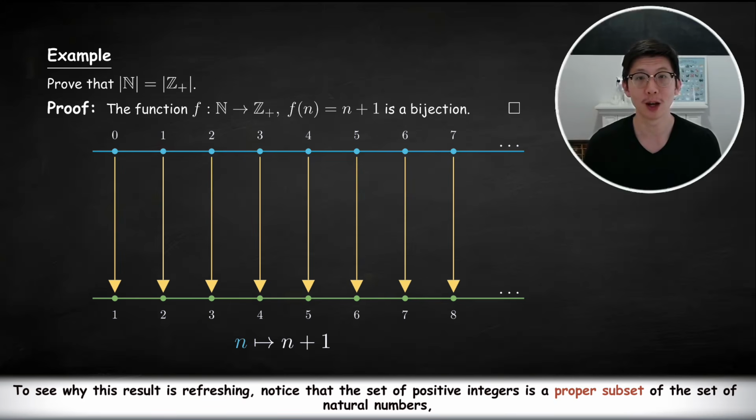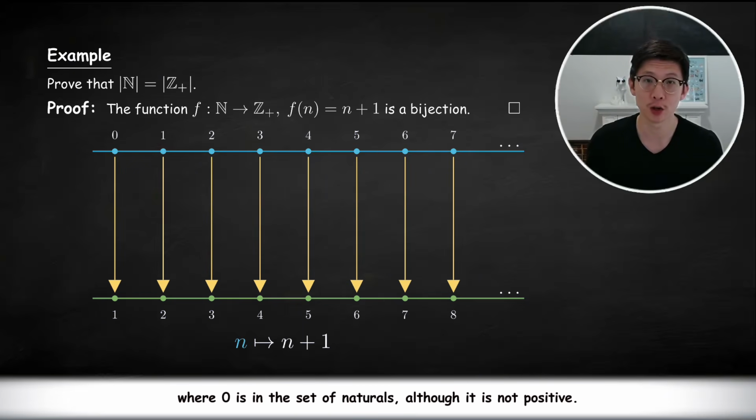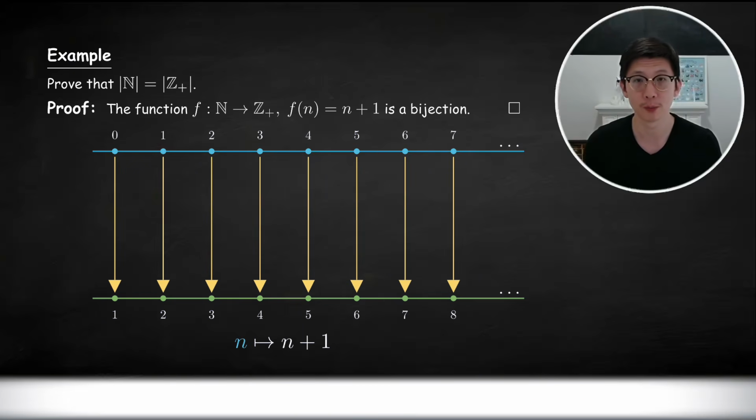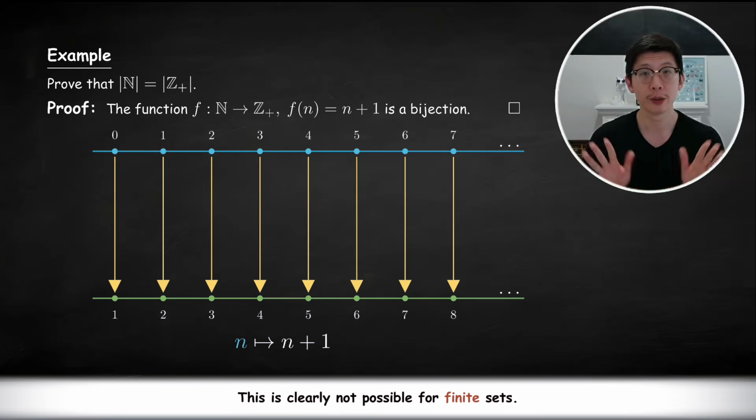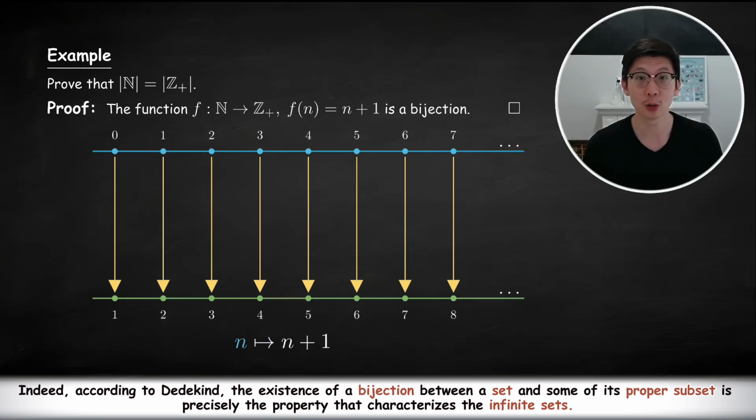To see why this result is refreshing, notice that the set of positive integers is a proper subset of the set of natural numbers, where 0 is in the set of naturals, although it is not positive. So we have actually built a bijection between a set and some of its proper subsets. This is clearly not possible for finite sets. Indeed, according to Dedekind, the existence of a bijection between a set and some of its proper subsets is precisely the property that characterizes the infinite sets.